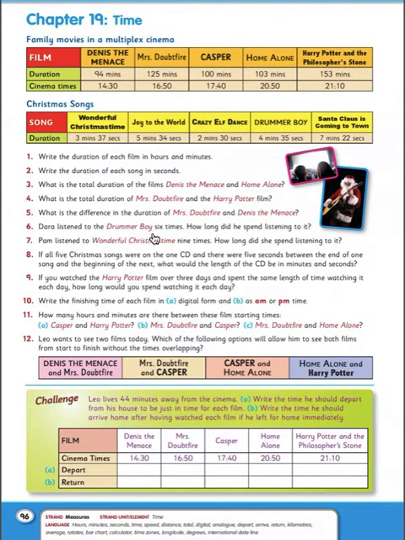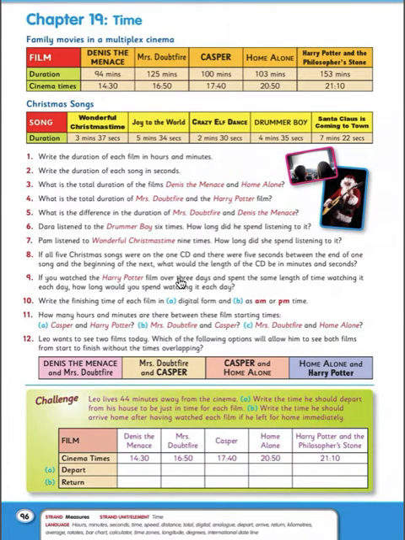Dara listened to The Drummer Boy 6 times. How long did he spend listening to it? So 6 times this duration. Pam listened to Wonderful Christmas 9 times. How long did she spend listening to it? 9 times this.